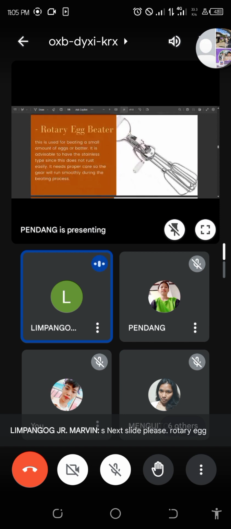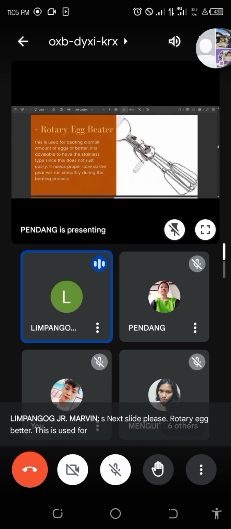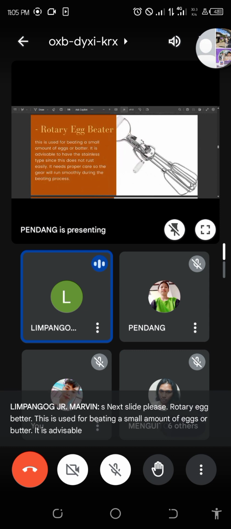Rotary egg beater. This is used for beating a small amount of eggs or butter. It is advisable to have the stainless type since this does not rust easily. It needs proper care so the gear will run smoothly during the beating process.